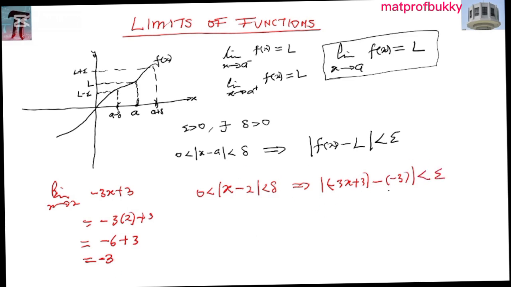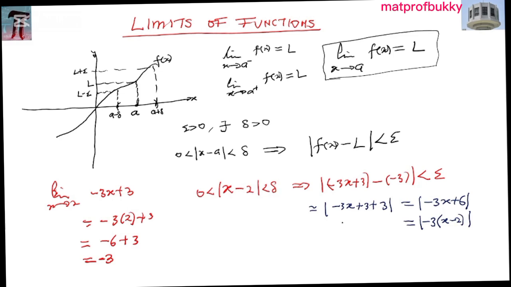To see that, you notice that we can actually write this as the absolute value of minus 3x plus 3 plus 3. That will give us the absolute value of minus 3x plus 6, which can be written as, we can factorize 3, 3 times the absolute value of x minus 2. But here we have said that we can take the absolute value of x minus 2 to be less than delta.